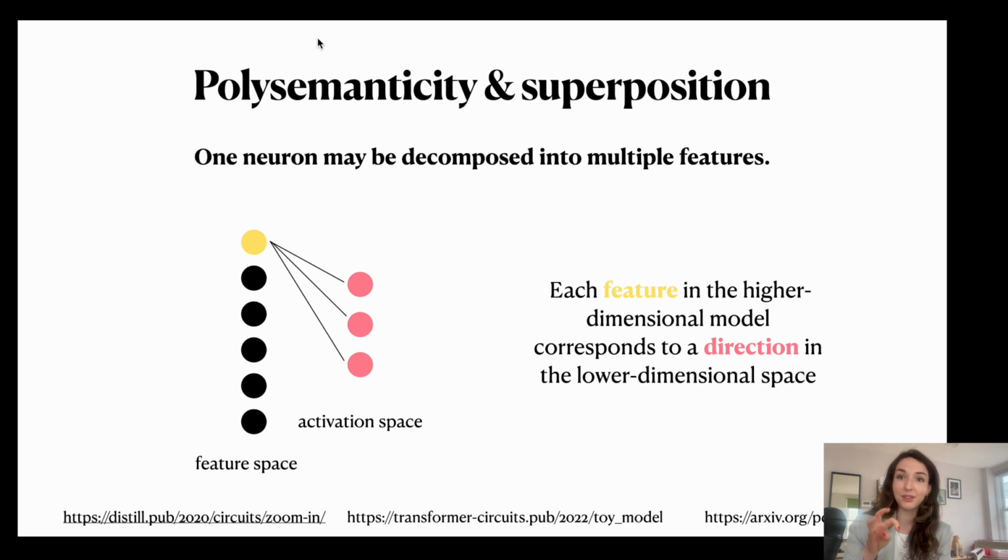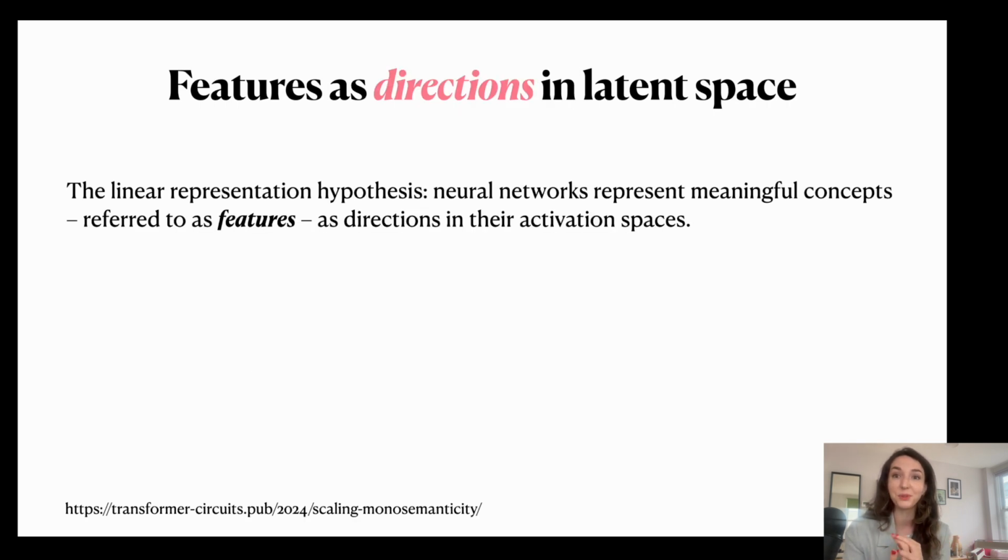Basically, if we think about single features in this higher dimensional feature space, they can influence more than one activation in our activation space. So each feature in the high dimensional model actually seems to correspond to a specific direction in this lower dimensional space. And directions then brings us to this linear representation hypothesis, which states that neural networks represent these features or concepts as directions in their activation space. And this is the thing that allows us to actually find these steering vectors.